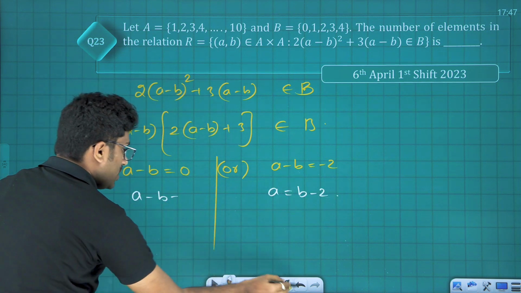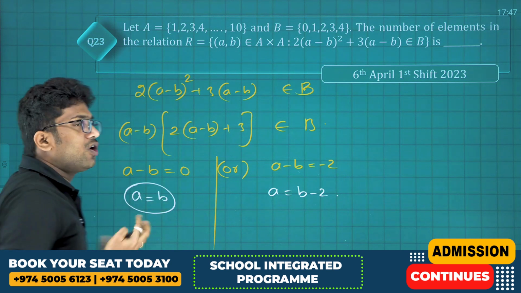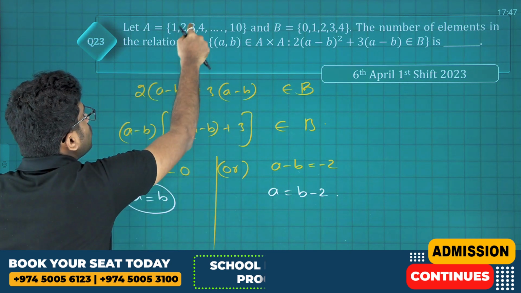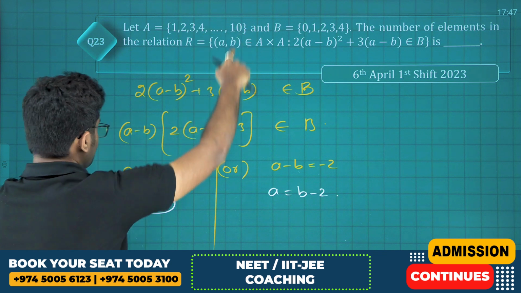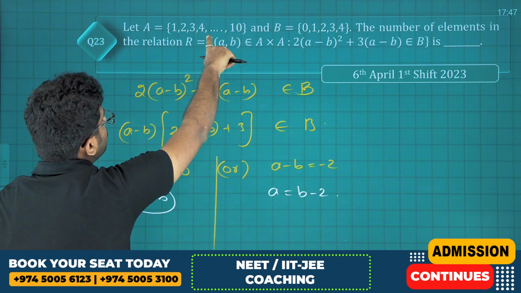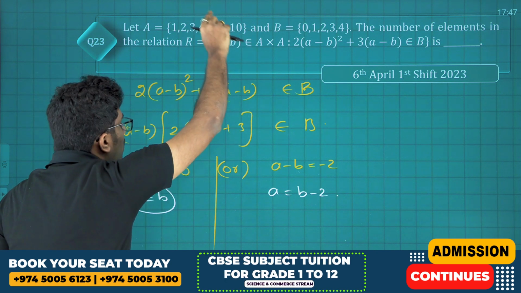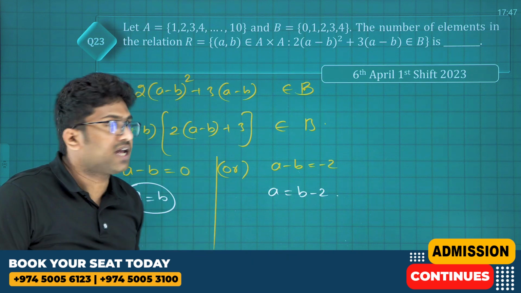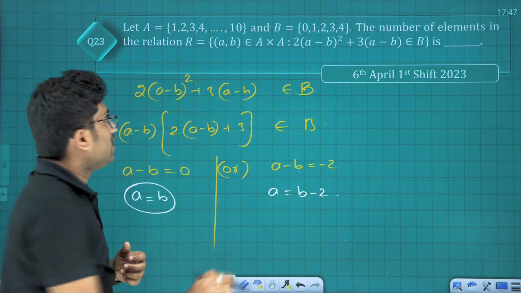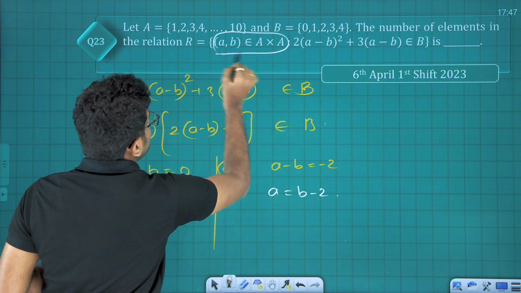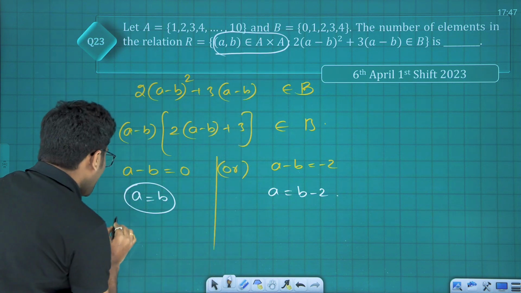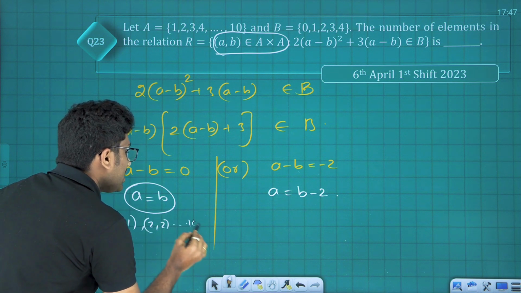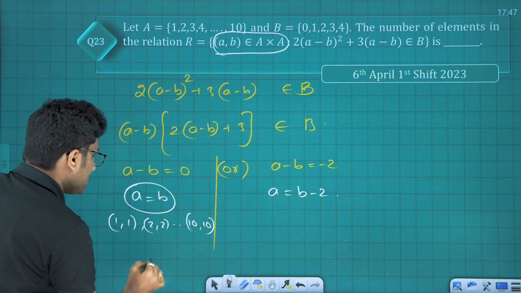A equals b means how many ordered pairs do we get such that a is equal to b? We get 1 1, 2 2, 3 3, 4 4, 5 5, 6 6, 7 7, 8 8, 9 9, 10 10. That's it. Okay, because a comma b both belong to set A only. So we get 1 1, 2 2 and so on till 10 comma 10. We get 10 ordered pairs in this case.